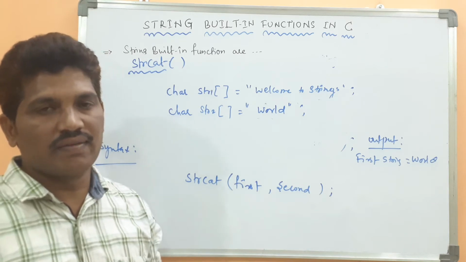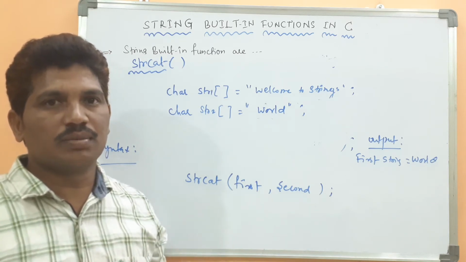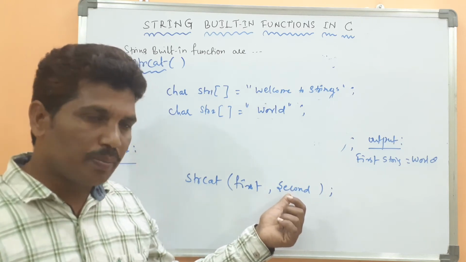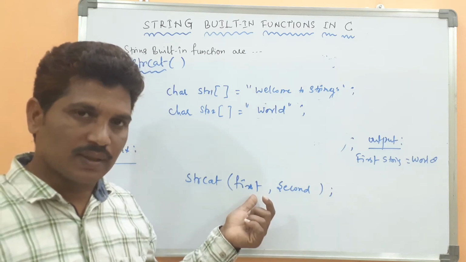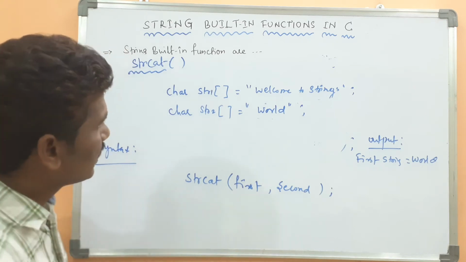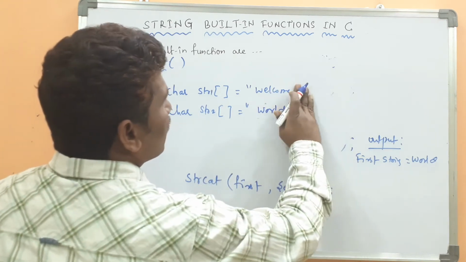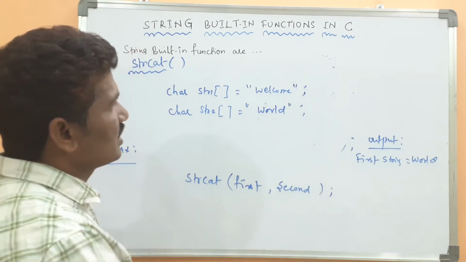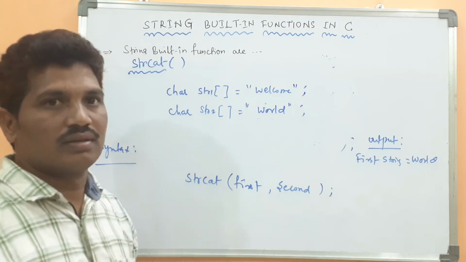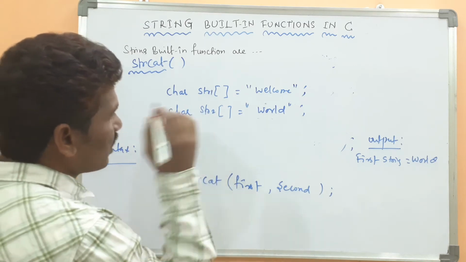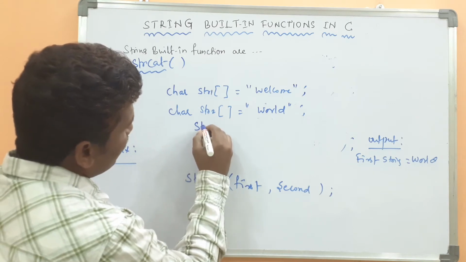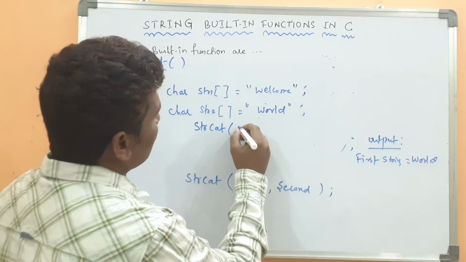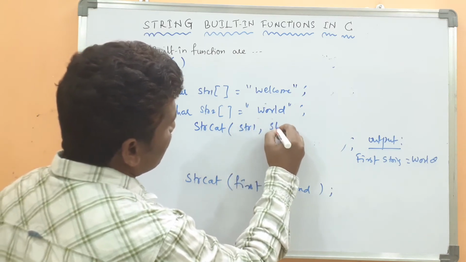The two strings are given. How do we append one string at the end of another string? By using the string concatenation function. The second string is appended at the end of the first string. Is it clear? Then how do you write it? The first string is initialized with welcome. The second string is initialized with world. Then strcat, then str1, str2.